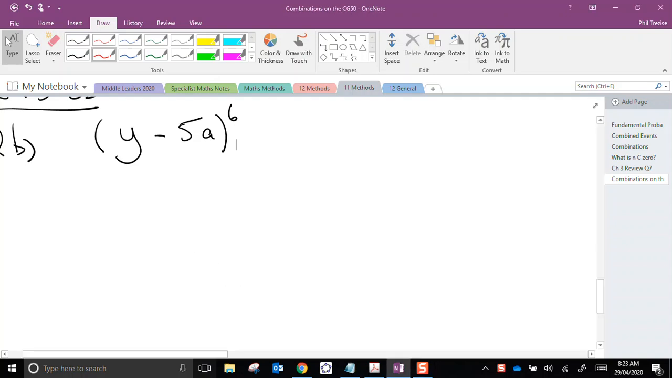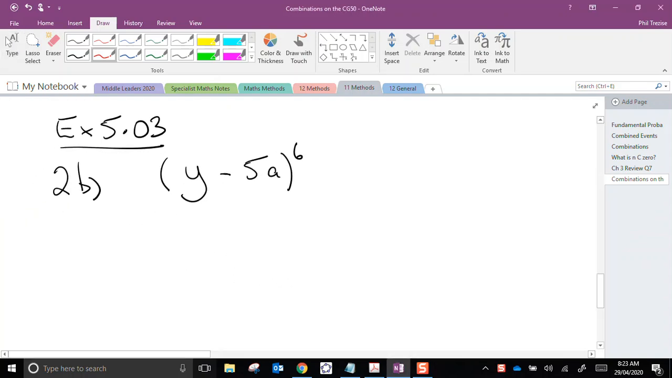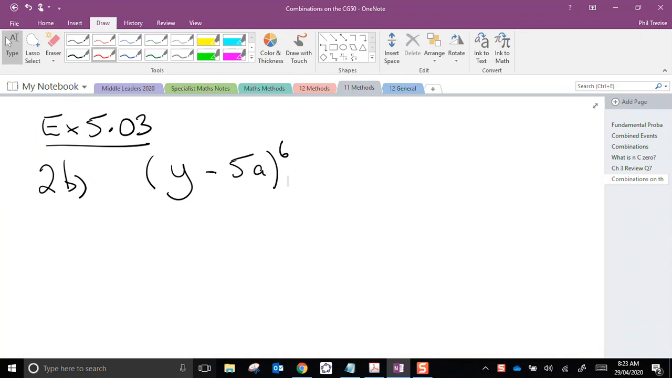Hi everyone, here is a quick demonstration, hopefully quick, of how to do a binomial expansion. So this is a lovely question. We have y minus 5a raised to the power of 6. Now, just to help me keep this straight, I'm going to change this to addition and write negative 5a.